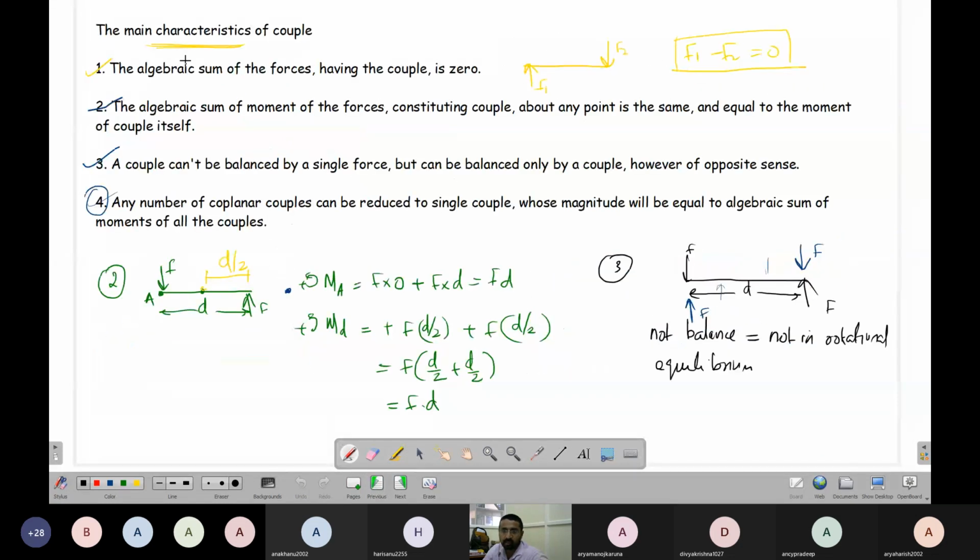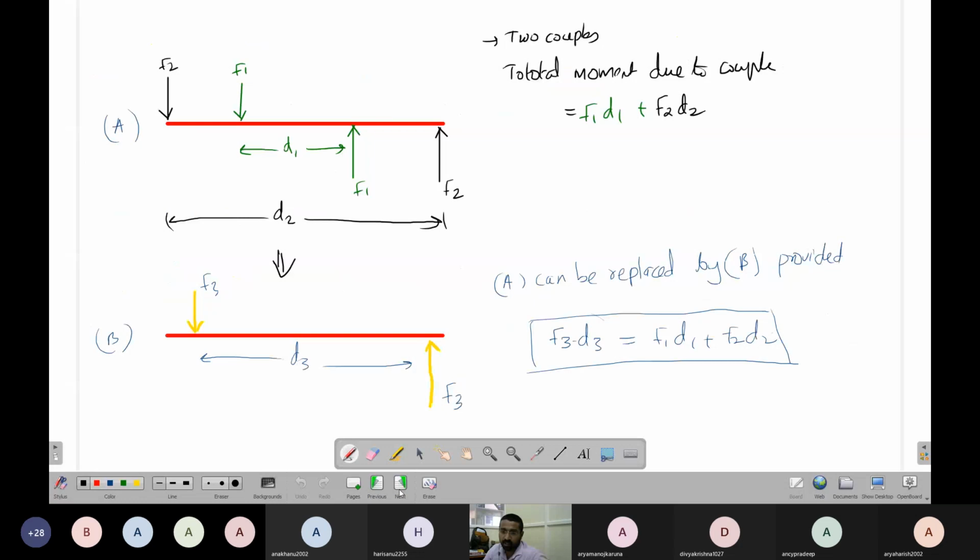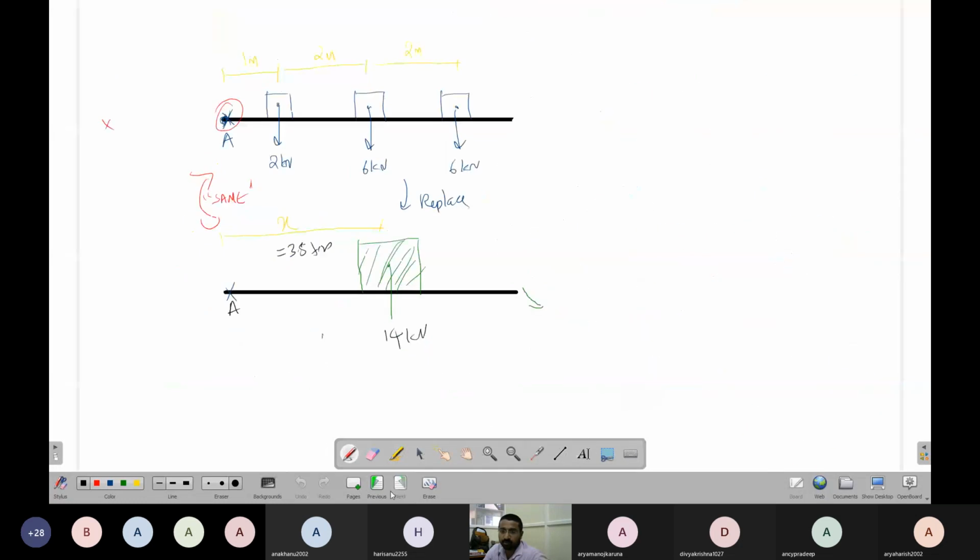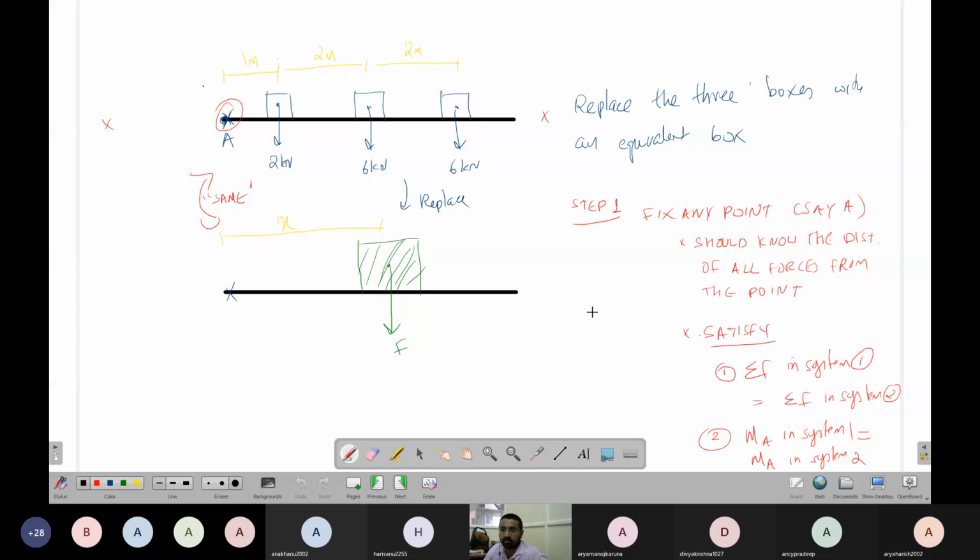Now, what is important is that each chapter is important. You should know what is a couple, you should know its characteristics, and then you should be able to find equivalent forces. Equivalent force. So now we will come back: fix any point, say A, from which you know the distance of all the forces. Then satisfy summation of forces in both systems and summation of moments in both systems.